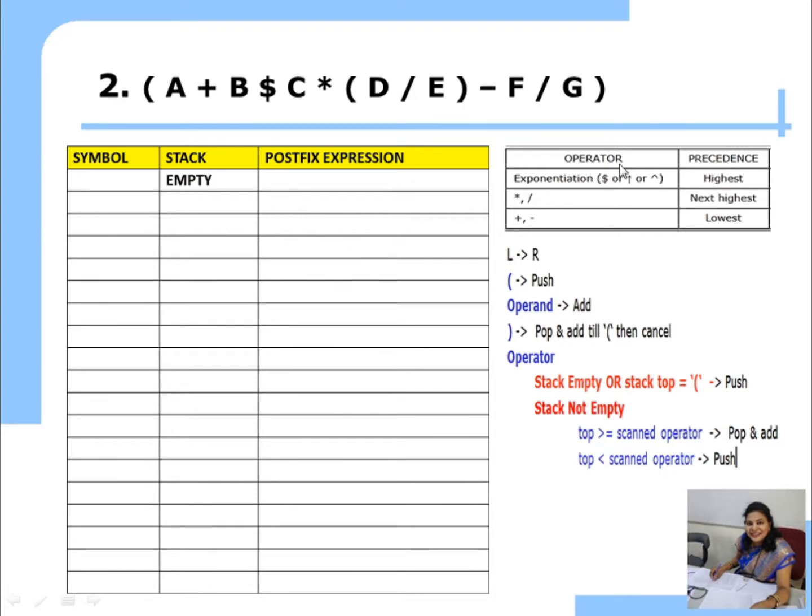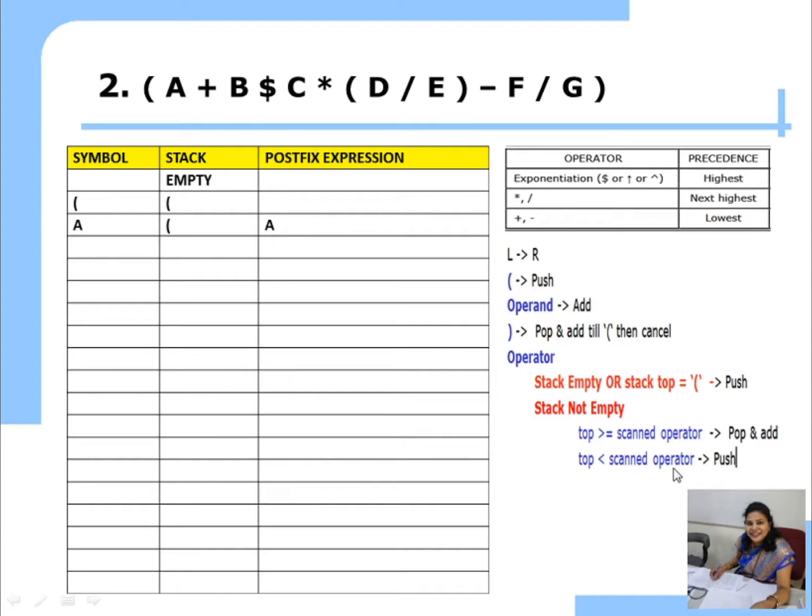So let us start the conversion. First, what is present at the leftmost? It is an opening parenthesis. See, if a left opening parenthesis is encountered, then what are you going to perform? Push operation. So push it onto the stack. It will come here, it will remain unchanged. After this, the next is A. So A is an operand, then add it to the postfix string. So the stack will remain unchanged. Stack is having the opening parenthesis at the top, and here we are going to add the operand, that is A.